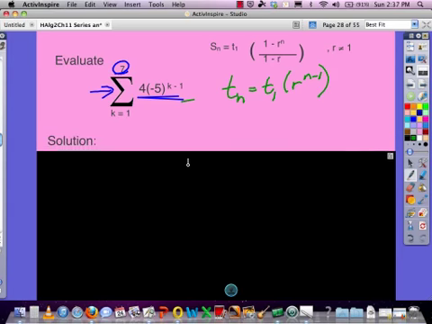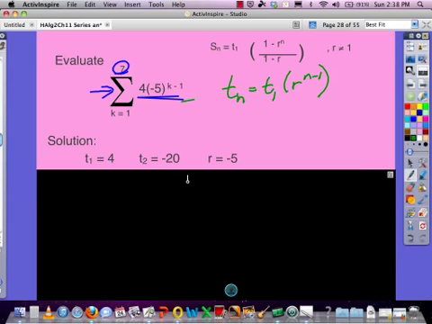So here we go in our thinking. T sub 1 is 4. If we put another one in, t sub 2, 2 minus 1 is 1. Negative 5 to the first is negative 5. Negative 5 times 4 is negative 20. R is that rate of negative 5.